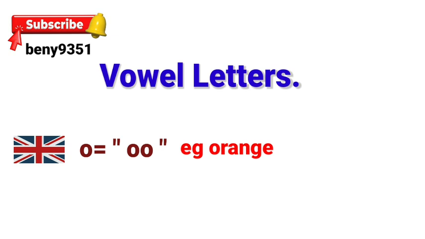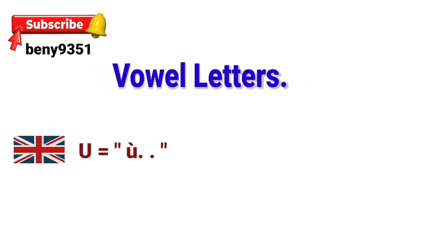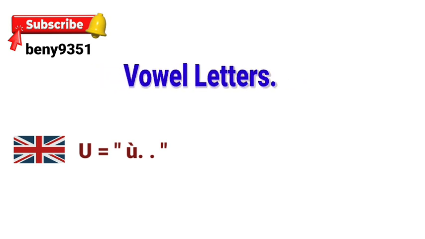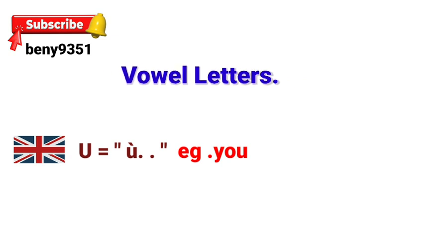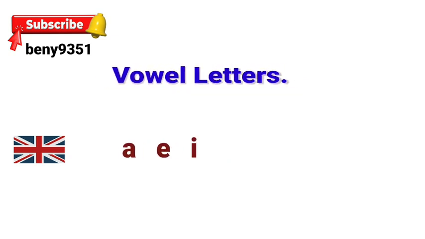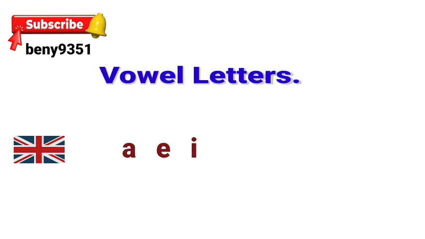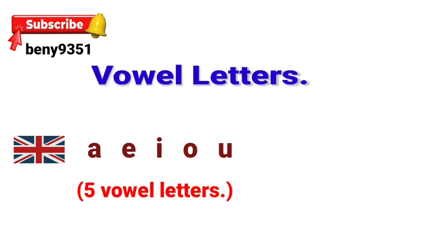U makes sound U. So U is pronounced as U according to vowel letters. An example, U. Once again, the vowel letters generally are pronounced as A, E, Y, O, U. Remember, there are 5 vowel letters.